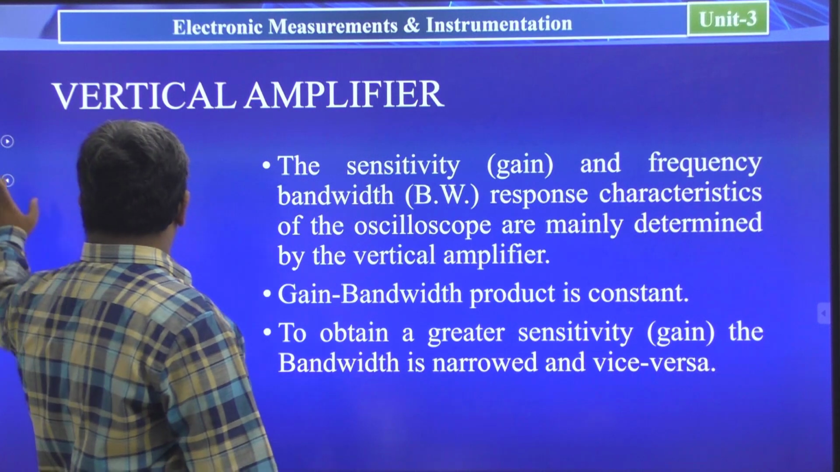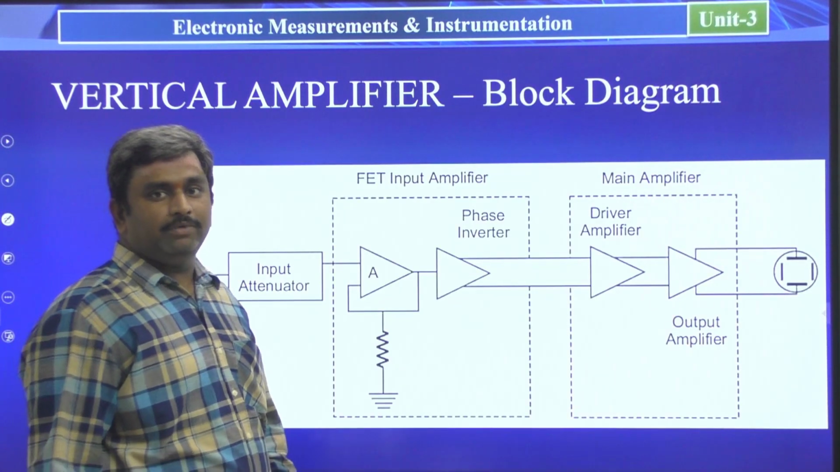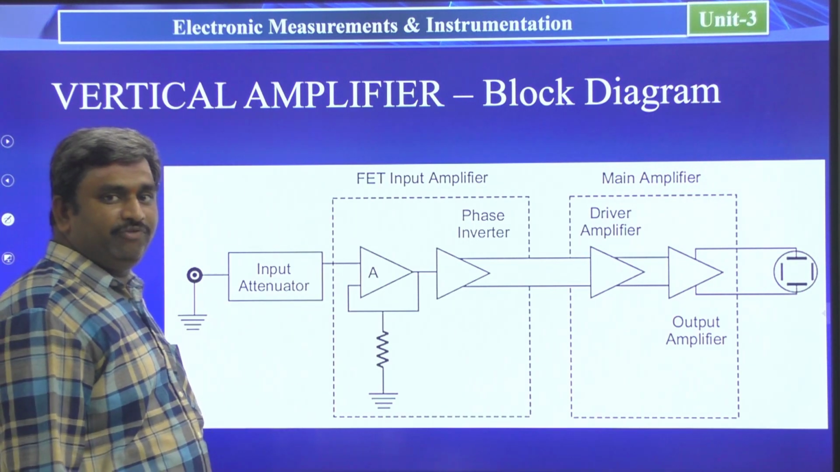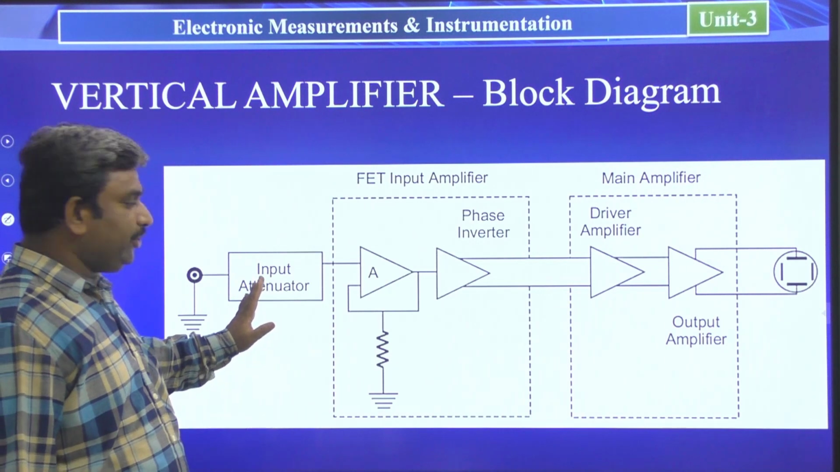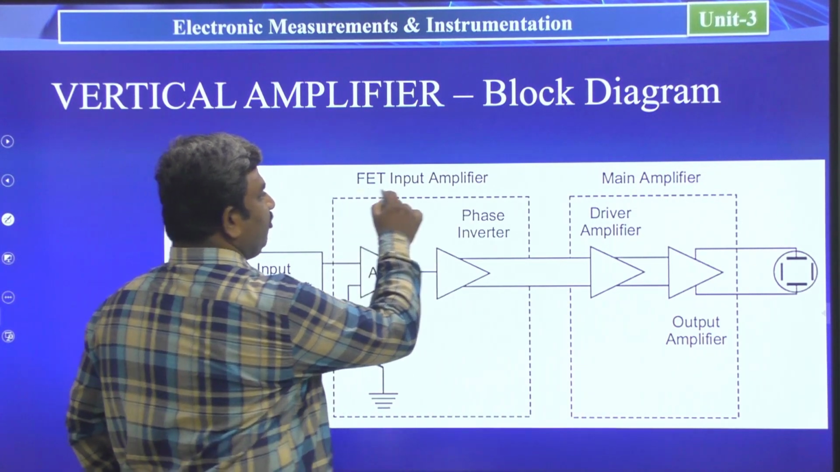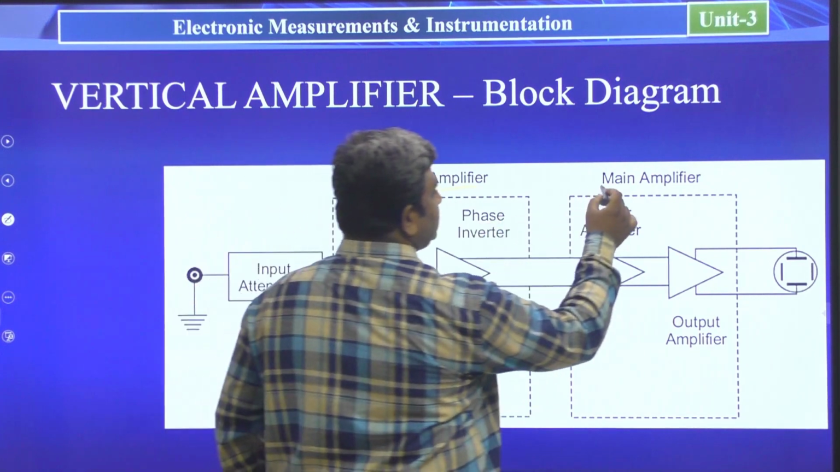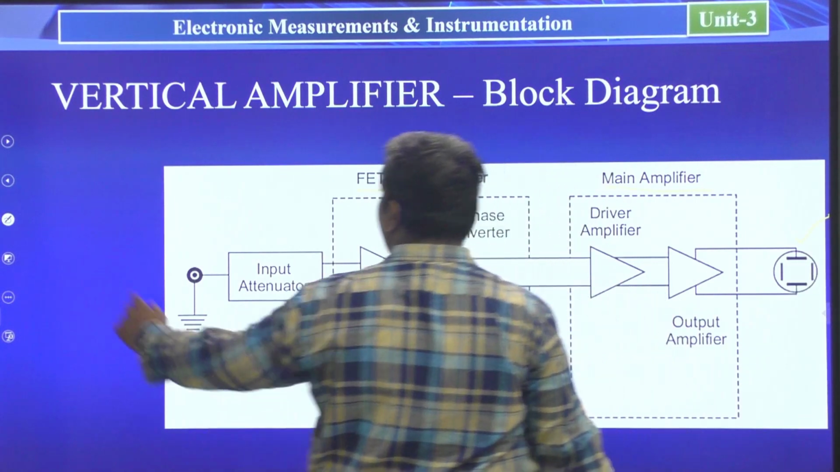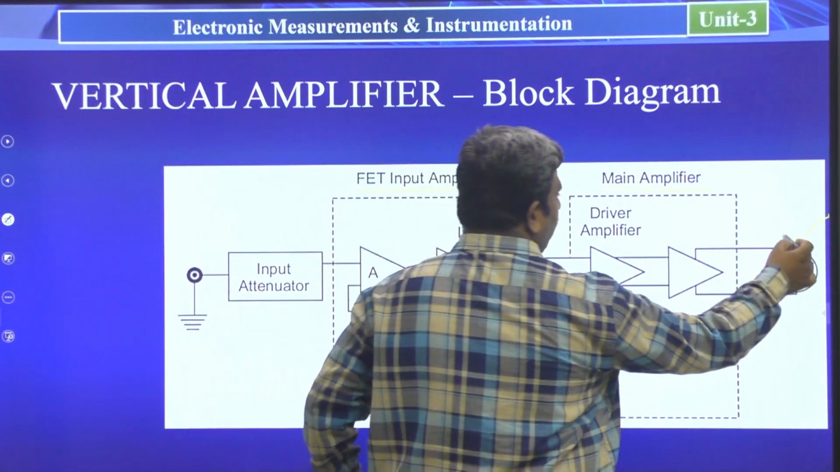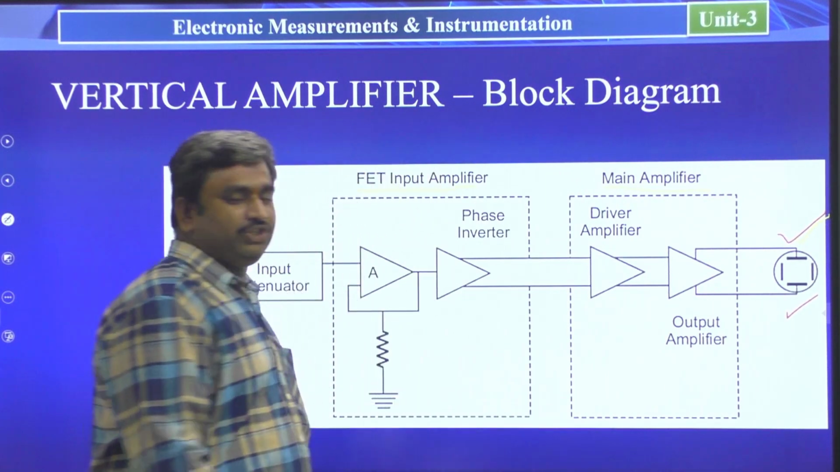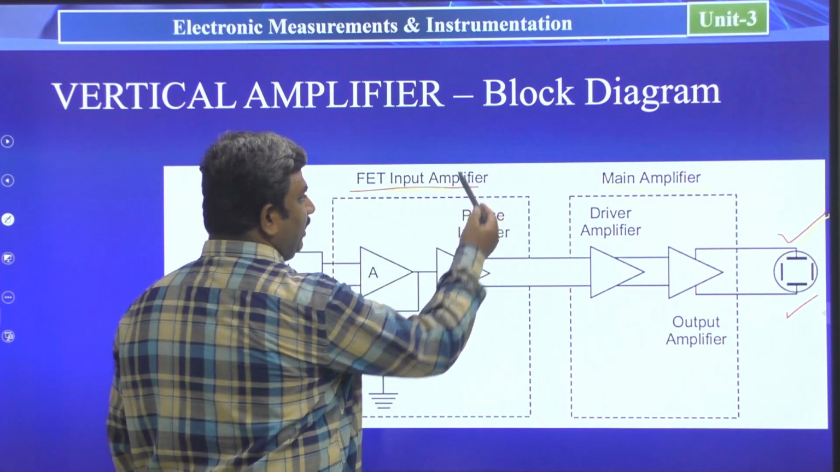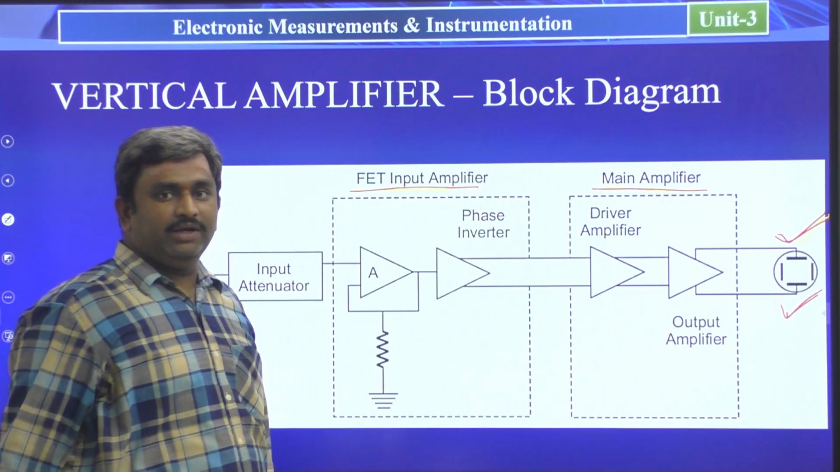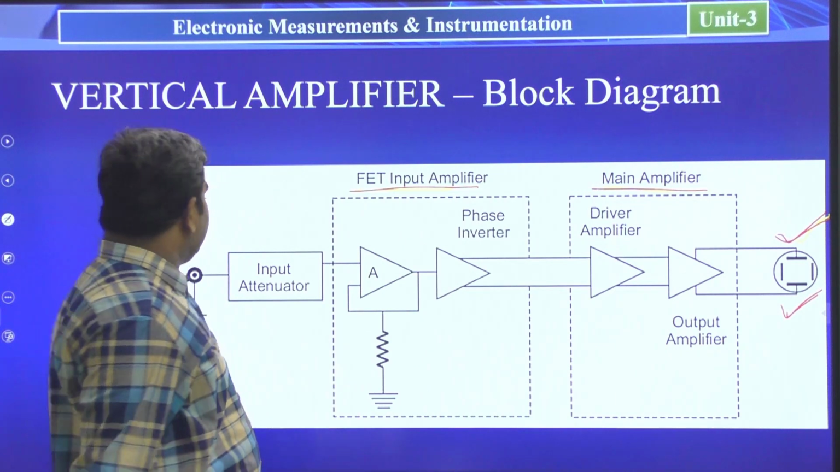Let us see the block diagram of the vertical amplifier. In this vertical amplifier, the first section is the input attenuator, the second section is the FET input amplifier, the third section is the main amplifier, and finally we have connected to the vertical deflection plates. So see here, FET input amplifier, main amplifier, and the CRO vertical deflection plates. So this is the total connectivity.